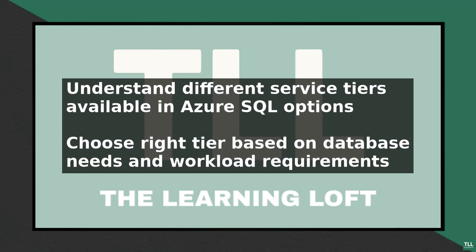Another key concept is to understand the different service tiers available in Azure SQL, including the general purpose, business critical, and hyperscale tiers. Each tier has its own set of characteristics, such as the number of vCores, memory, and storage space. Choosing the right tier depends on the specific needs of the database and the workload it will be handling.